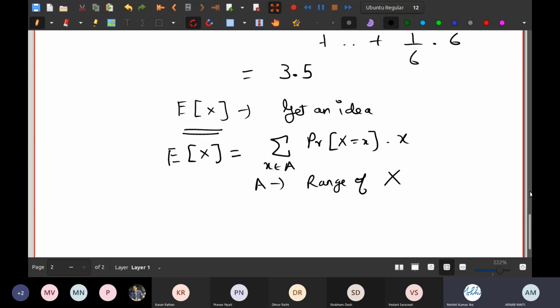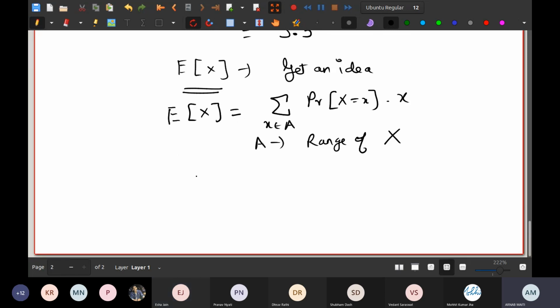Why do we multiply by x in the summation? I don't understand that. That's the definition. You can assume that. What is expectation of X saying? Intuitively, what is my most likely value of X? This is what we are trying to find.